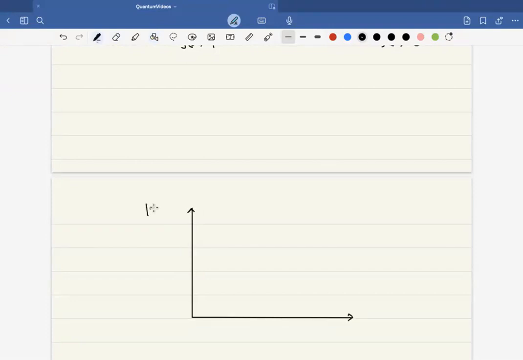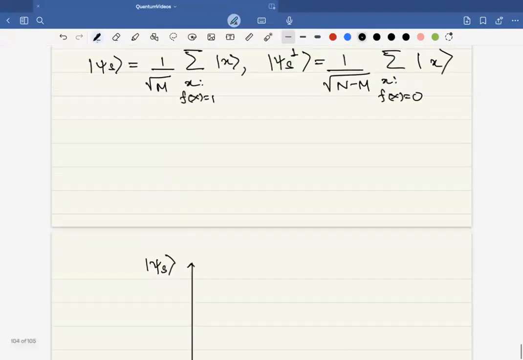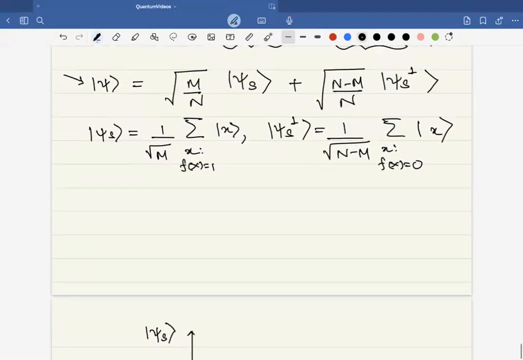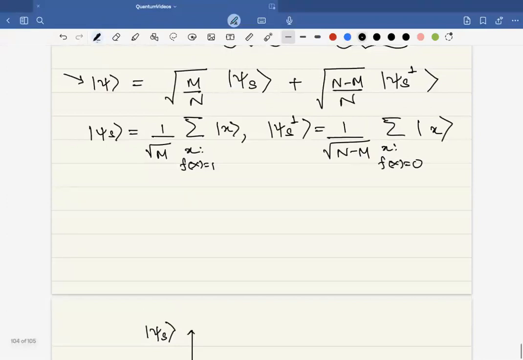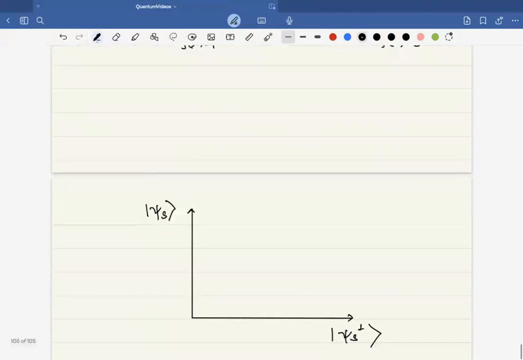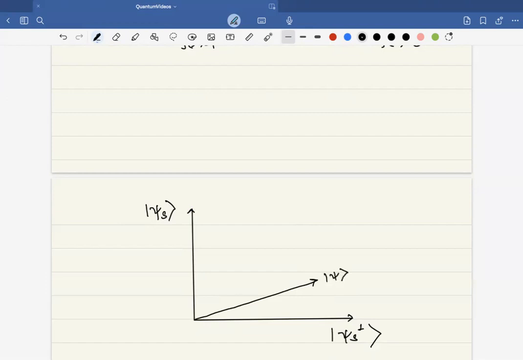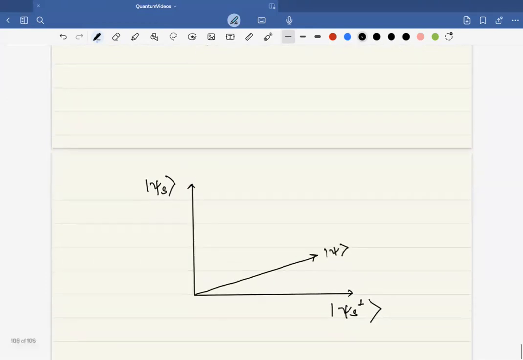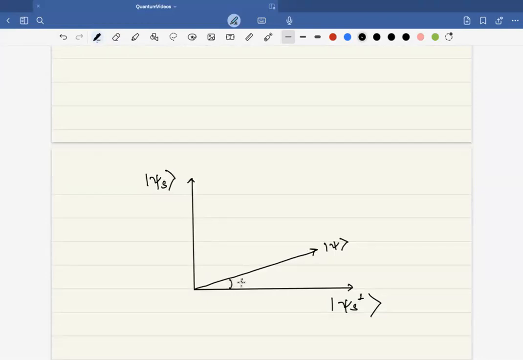So this is my psi s, and this is psi s perp. And it's easy to see that psi s and psi s perp are orthonormal to each other because we have an orthonormal set in the uniform superposition. And our vector psi is a linear combination of these. So my vector psi, which is our input vector, the uniform superposition, is some linear combination of this. And the angle over here, let me call it theta by 2.